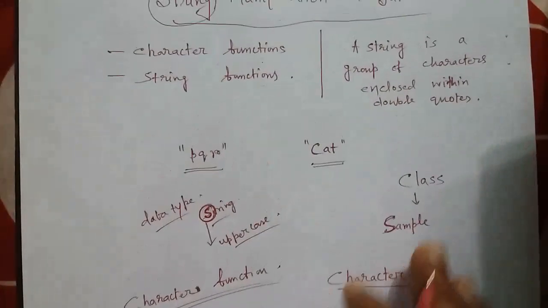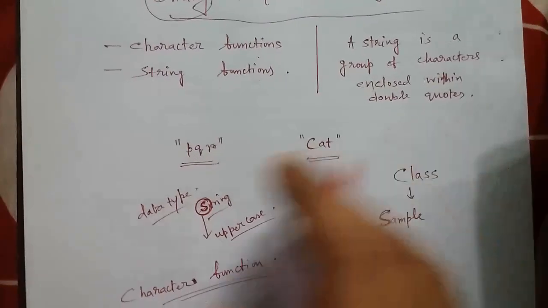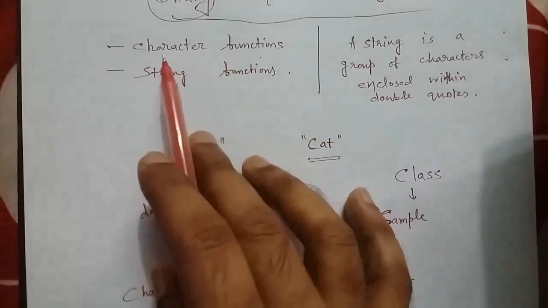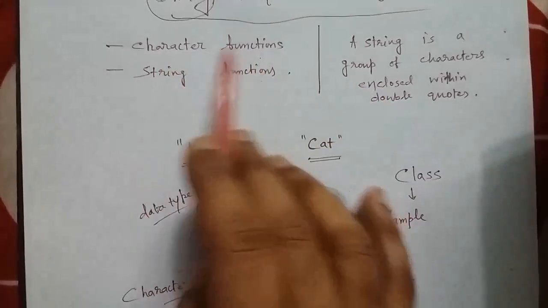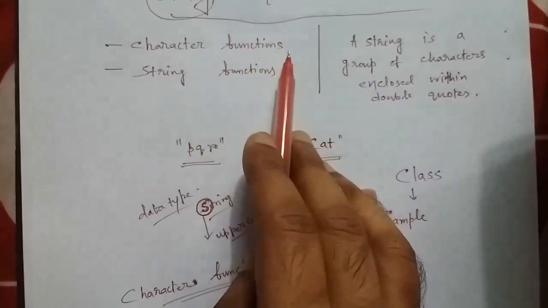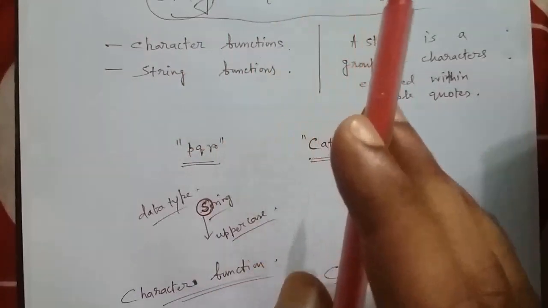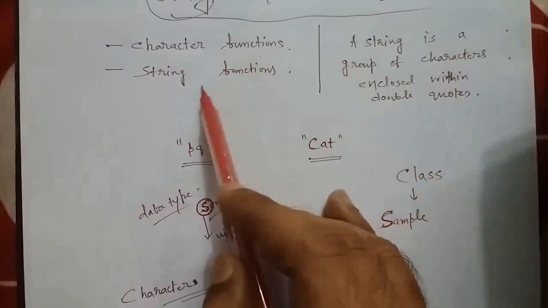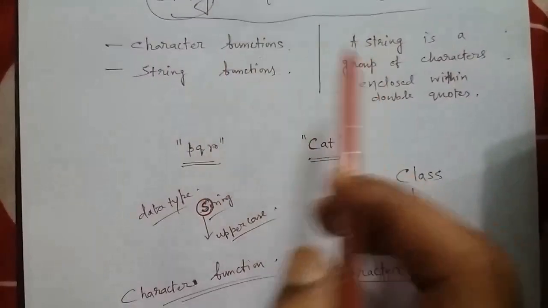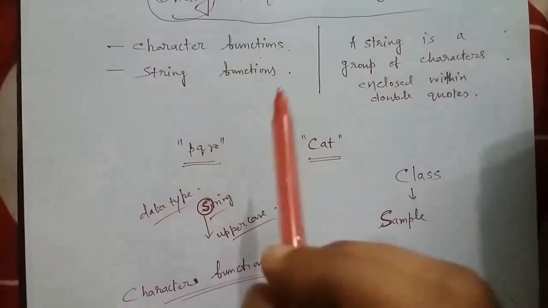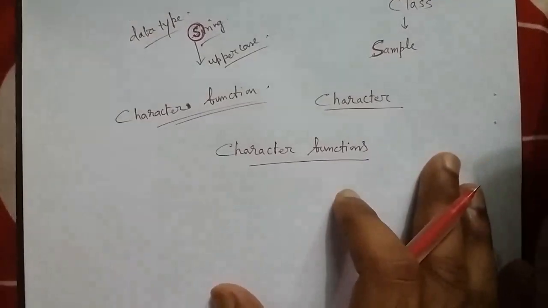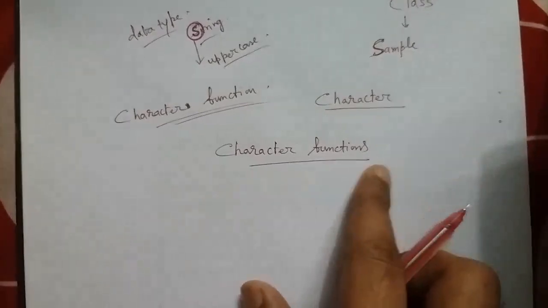So in this chapter we shall study two types of functions, and these are character functions and string functions. Character functions or character methods are the methods of the Character wrapper class, and string functions or string methods are the methods of the String class. Remember, String is a class. Okay, character functions. So at first we will discuss character functions.